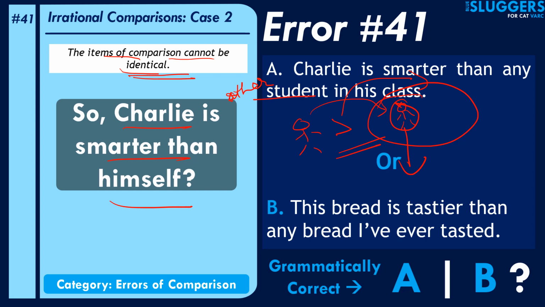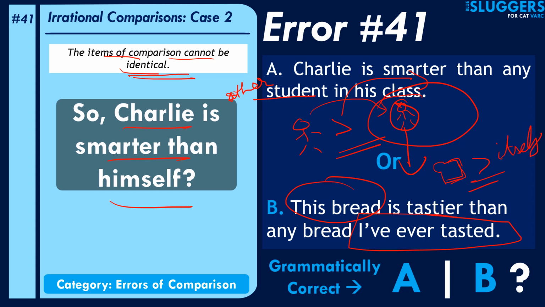Look at the next sentence. It says, this bread is tastier than any bread I've ever tasted. Now, how does he know that? You cannot know whether this bread is tastier than any other bread that you've ever tasted without tasting it, right? So that means even this bread itself is included in this set of all the breads that this person has tasted. And then it seems to imply that this particular bread, and see, I'm not really so good at drawing, but think of this as a bread, is better than itself. It's more tasty than itself.